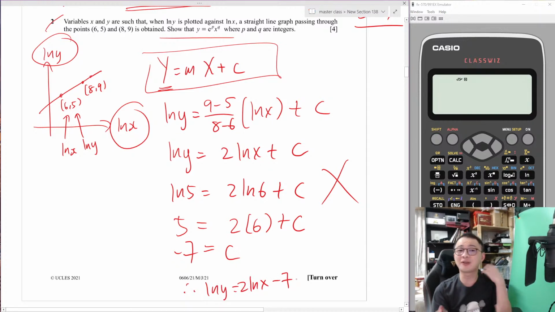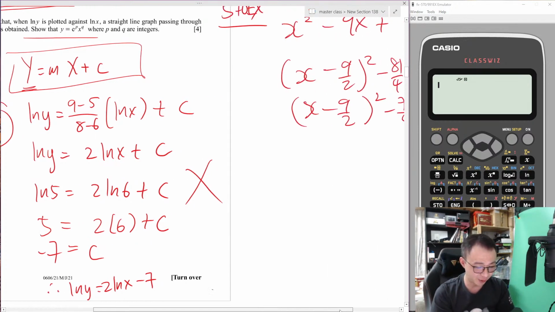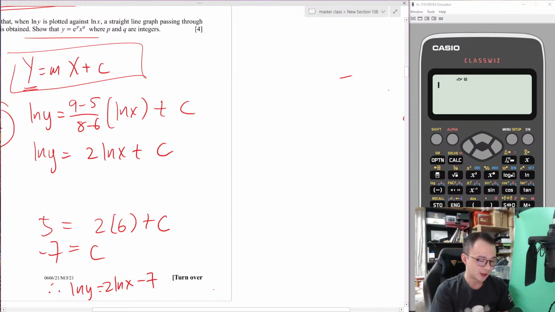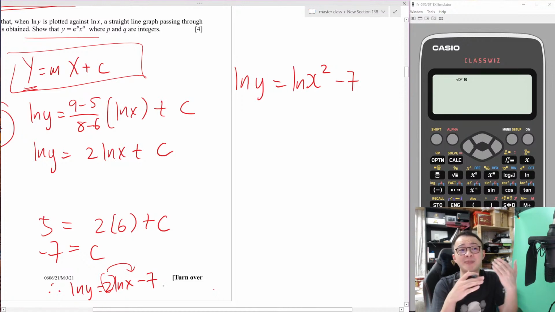But this is not the question 1, isn't it? The question 1 has y in terms of an exponent, something like that. So therefore, I need to go slightly further by solving this equation. What I want to do here is, I do not want my equation to have ln, so I will do ln y equals, the 2 is going to move up and become x squared, minus 7. Because a power we can always move up to become a number we multiply, and a number we can always move up to become the power.